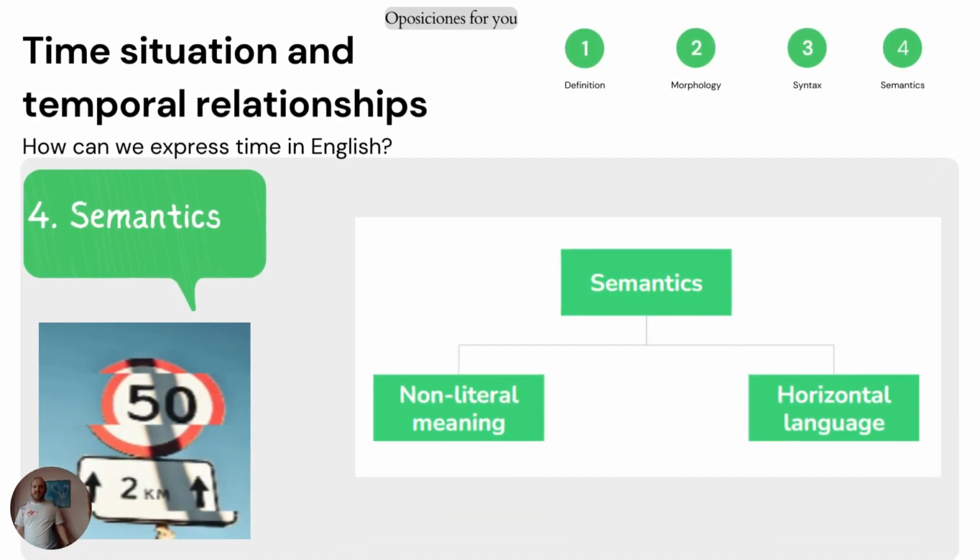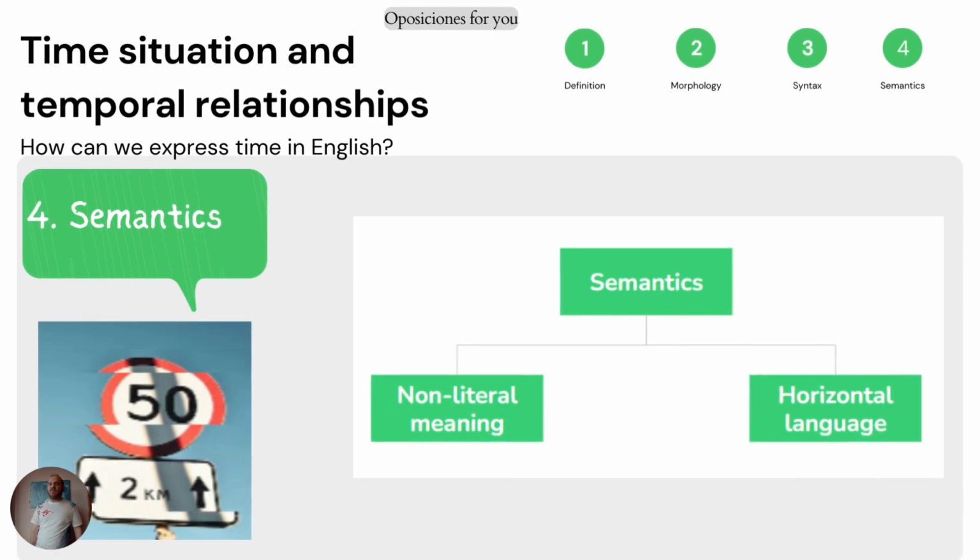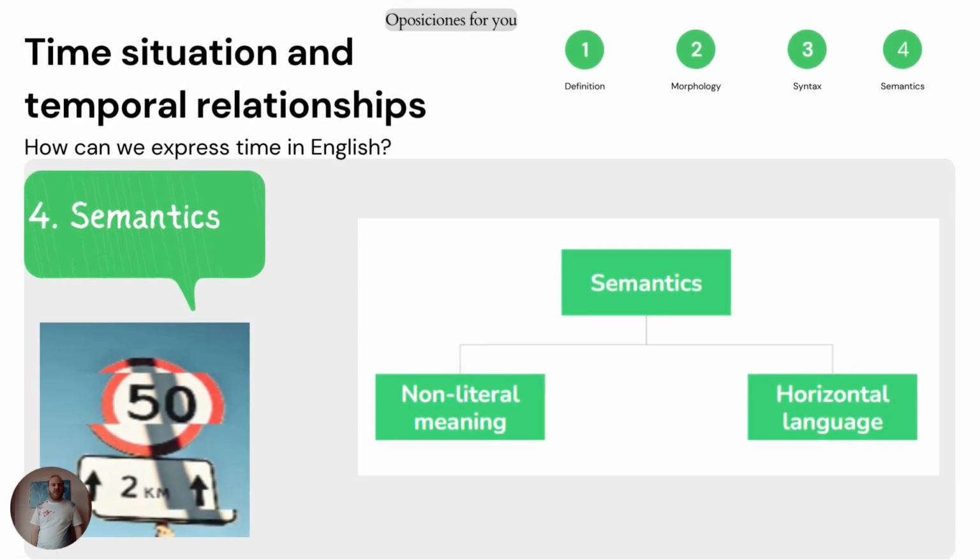In addition to morphology and syntax, semantics, or the meaning of words and phrases, also plays a role in conveying information about time. Semantics can convey information about time if the meaning is not literal, as in, I haven't seen you in ages. This phrase conveys information about time through the use of idiomatic expressions. Furthermore, in English, horizontal language can be used to express time as a metaphor for something being spread out in a horizontal direction, such as across, through, or along. An example would be, the meeting will extend through the week.